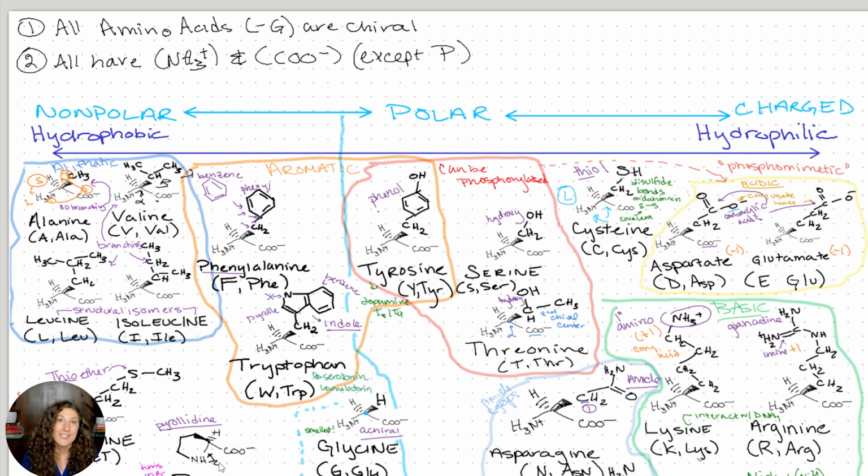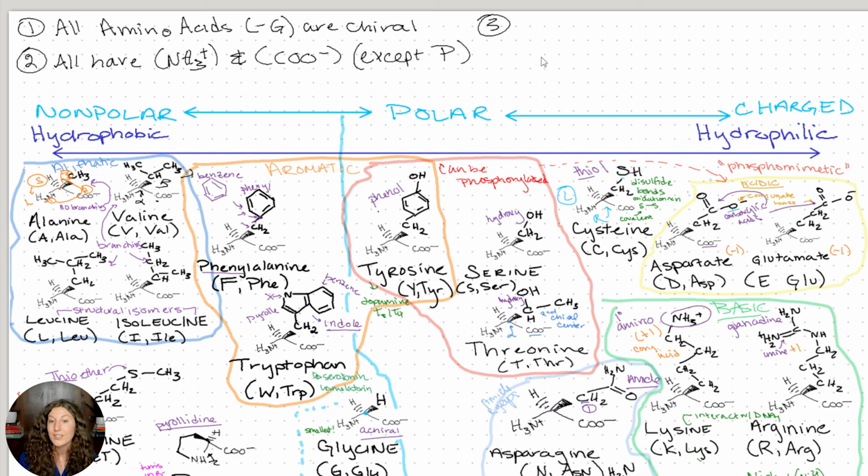Second thing, all amino acids have primary amino groups that are positively charged and primary carboxy groups that are negatively charged. This is except for proline, whose amino group is a secondary amino group because it's wrapped up in its ring. But these result in Zwitterions, where the amino group will be positively charged and the carboxy group will be negatively charged.